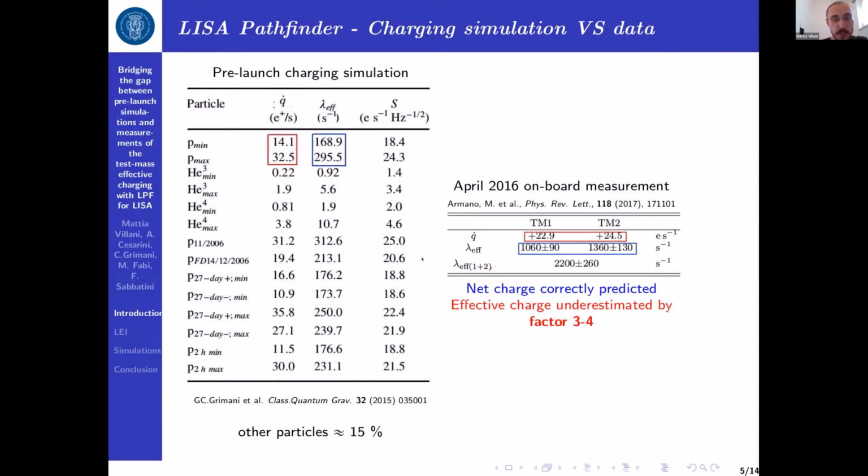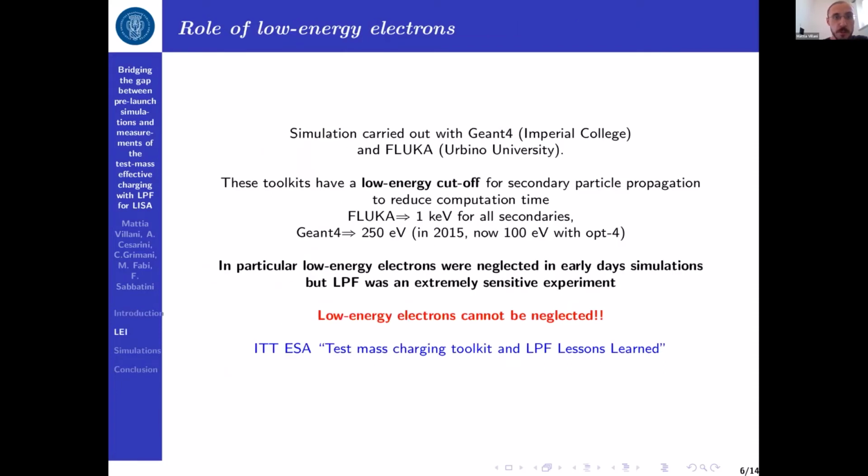This is due to the fact that simulations were carried out with FLUKA and Geant4. These toolkits have a low energy cutoff for secondary particle propagation, and this is done to reduce the computation time. FLUKA has a cutoff at 1 keV for all secondaries, and Geant4 in 2015 had a cutoff at 250 electron volts. Now with the new option 4, the limit is set to 100 electron volts.